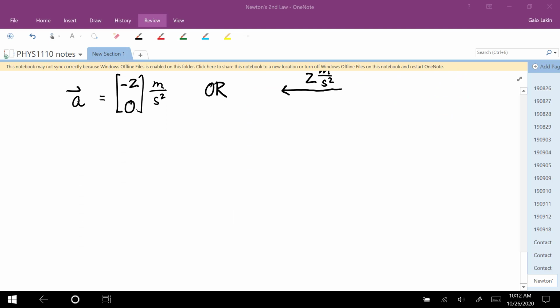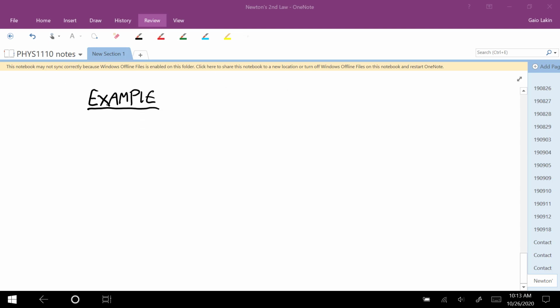Okay, let me do one more example for today, and then I'll give you some problems to work on. All right, so let's say that there's an elevator, and on the elevator is a scale, and on the scale is a man.